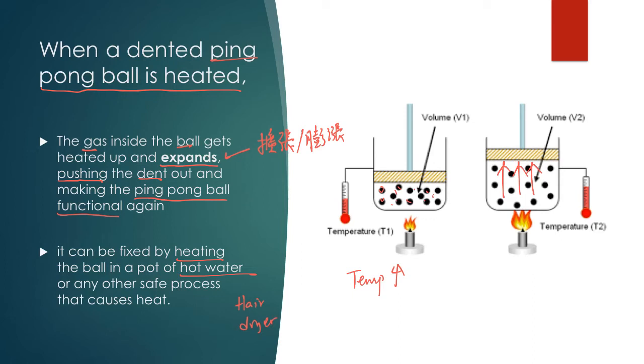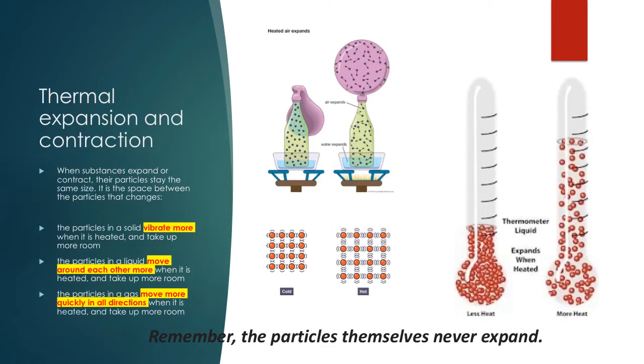But the reason right now is: why, when we heat up something, does the volume of the substance increase? Or we say, why, if we increase the temperature, do substances take up more space? What is happening? How can this be explained by the particle model? In fact, this is called thermal expansion or contraction.